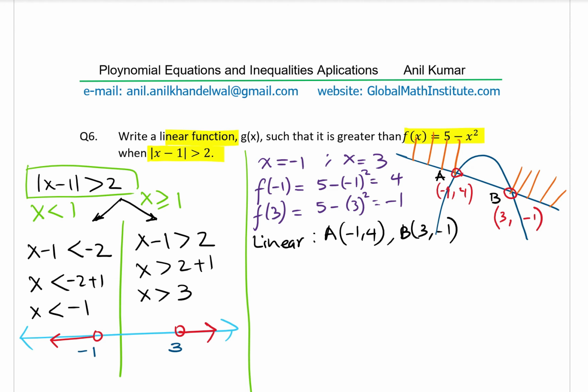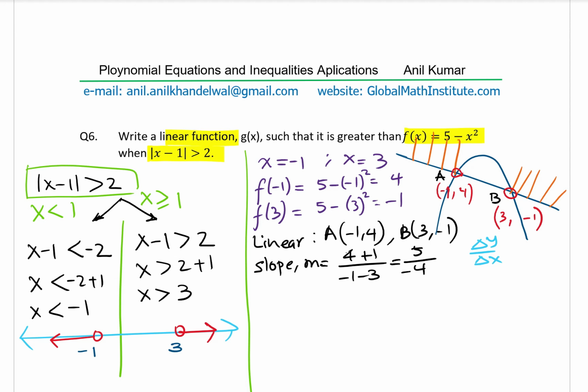Perfect. So let's find the slope. Slope m will be change in y value. So 4 minus minus 1 divided by minus 1 minus 3. Or we get 5 over minus 4. So change in the y value, basically we did what? Slope is delta y over delta x. So that's what we did. Change in y value, 4 minus minus 1 and minus 1 minus 3. So we get 5 over minus 4 as the slope.